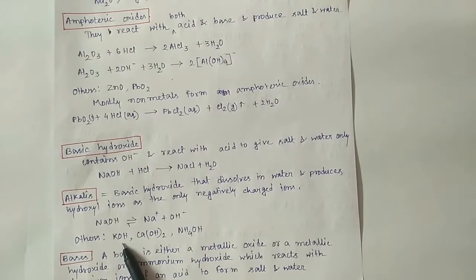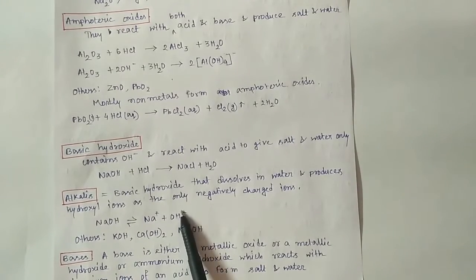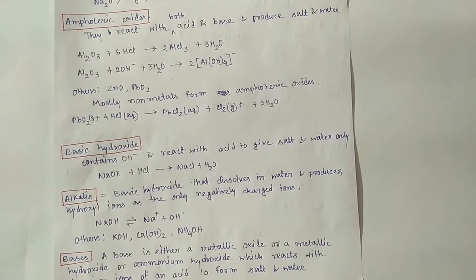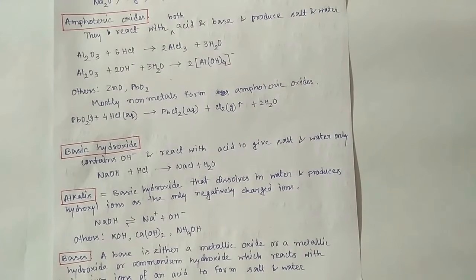Similarly, you can say that KOH, Ca(OH)2, and NH4OH are all alkalis, as they all dissolve in water. But there are other basic hydroxides also, like Fe(OH)3, ferric hydroxide, and copper hydroxide, Cu(OH)2. They are basic hydroxides, but they don't dissolve in water. That is why they are not alkalis.